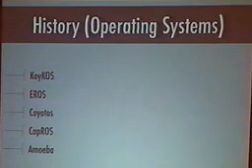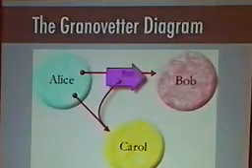So none of these things are really usable at the moment, and none of them look like they're going to be usable at any near stage. And I'd like stuff to be usable. Another thing about capabilities is this thing, the Granovetter diagram.